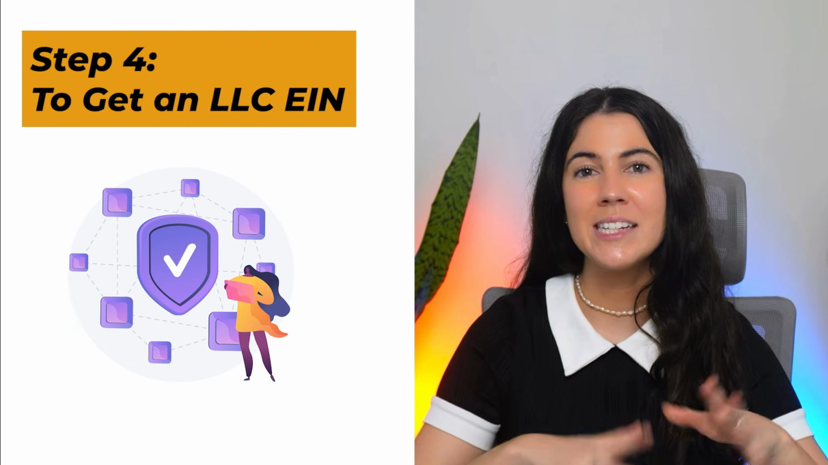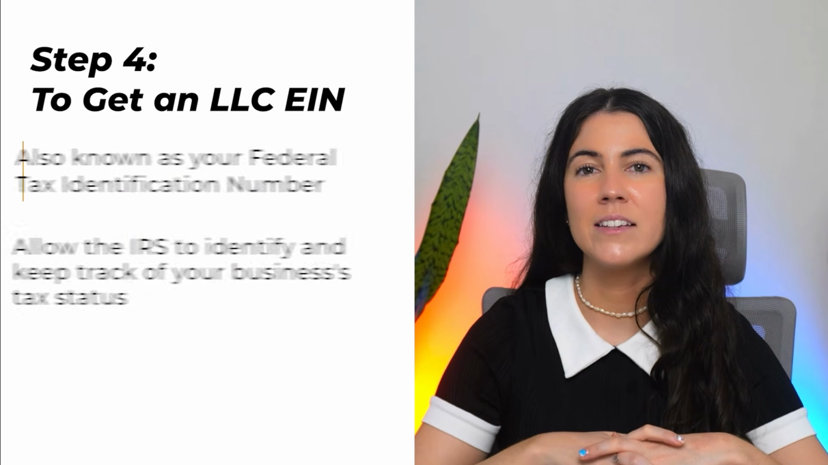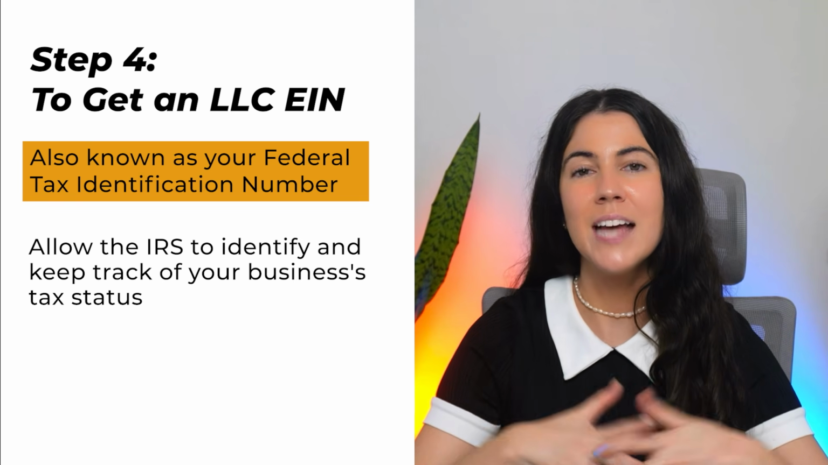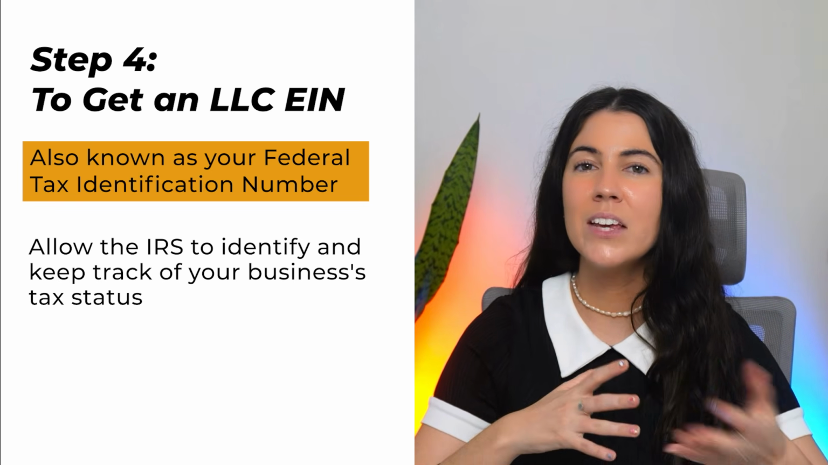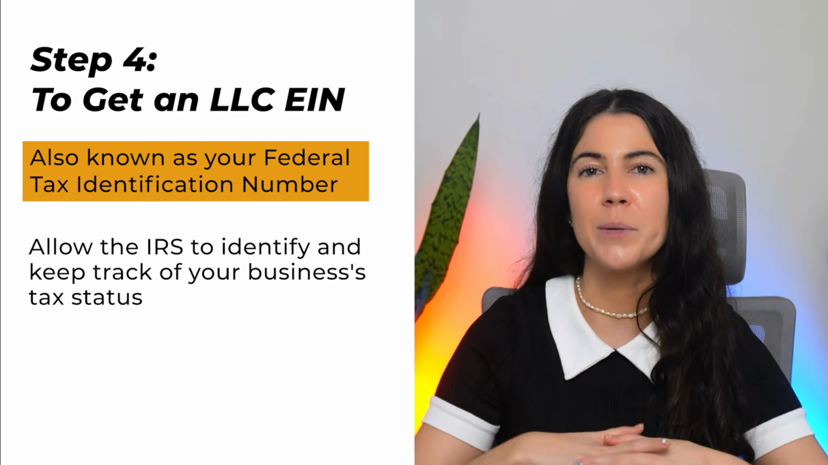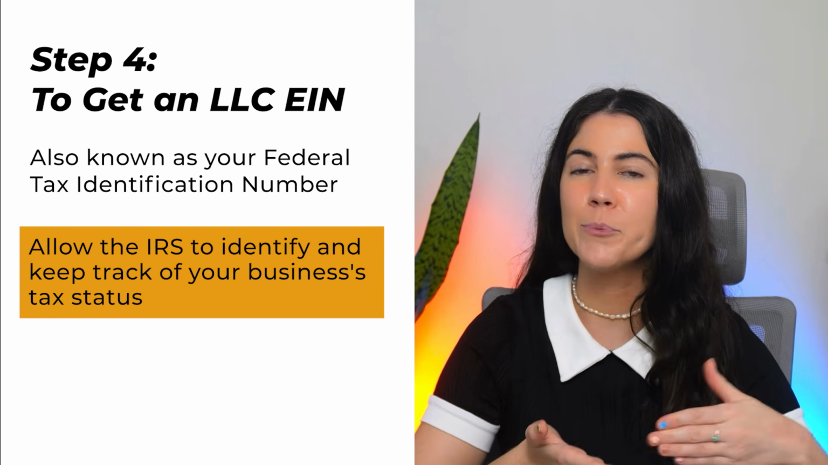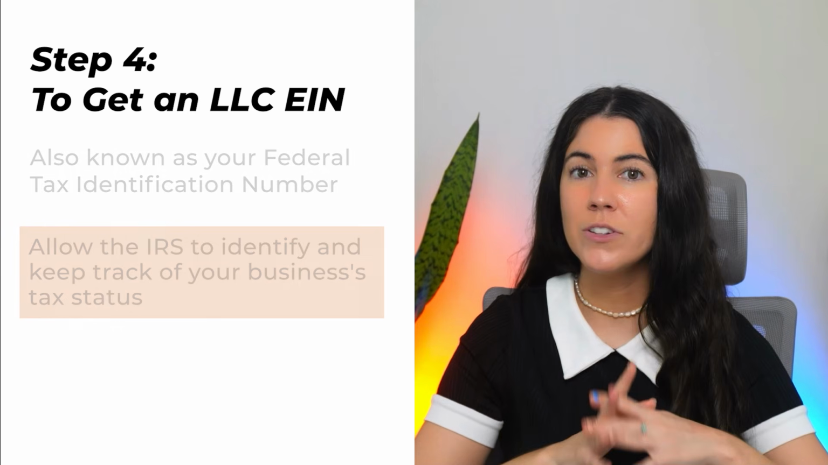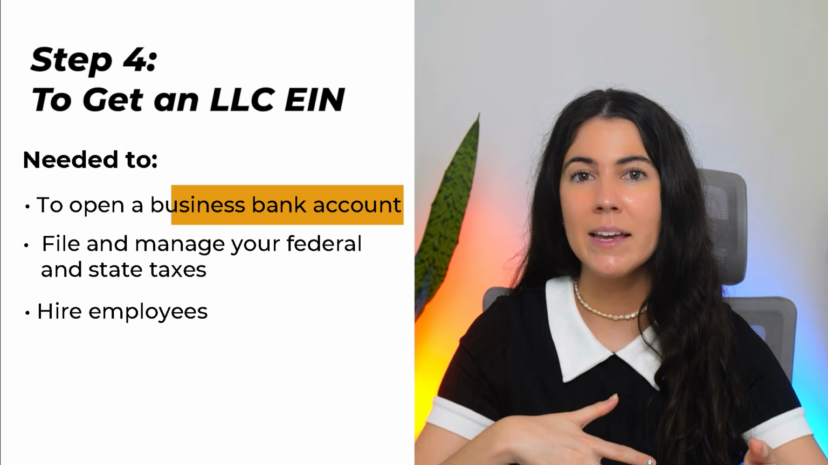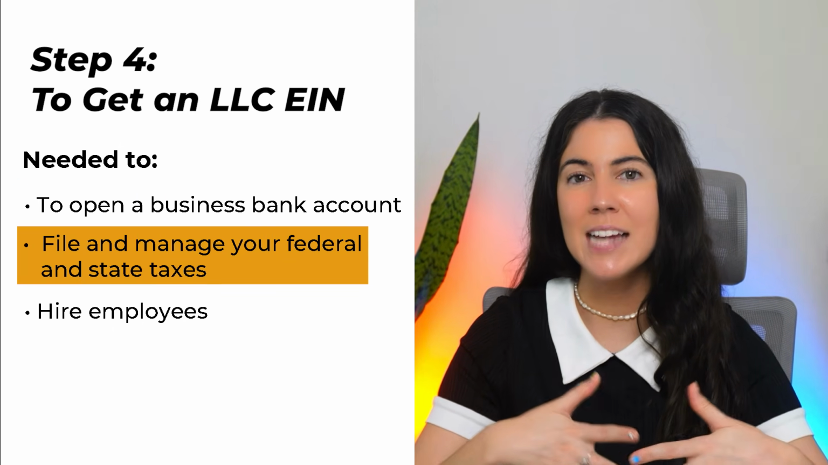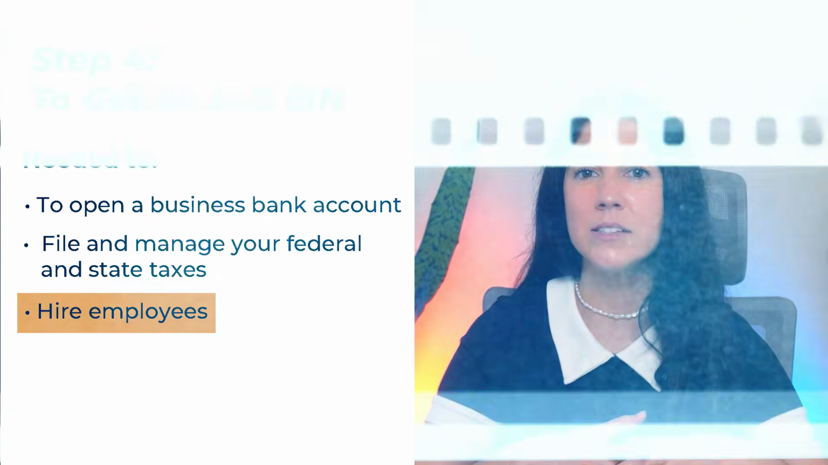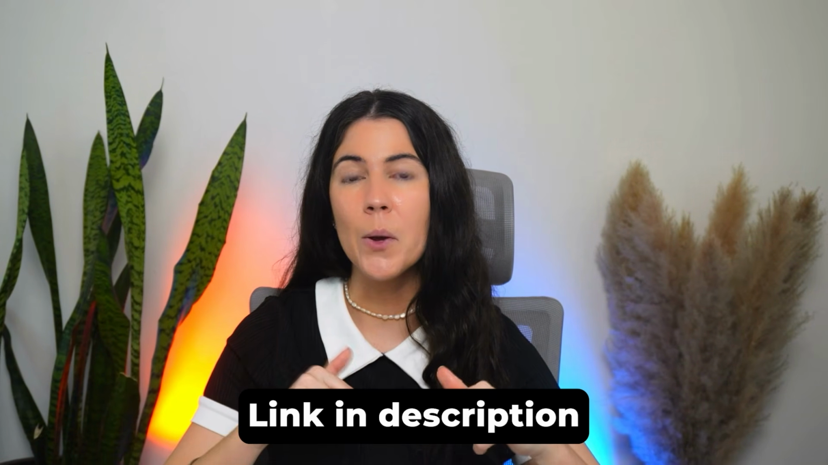Step number 4 is to get an LLC EIN. This is also known as your federal tax identification number. Think of it as a social security number for your business. And this is going to allow the IRS to identify and keep track of your business's tax status. You'll need this number to open up a business bank account, file and manage your federal and state taxes, as well as hire employees. This is very easy. You'll simply fill out a form online, and we'll link that down below as well.